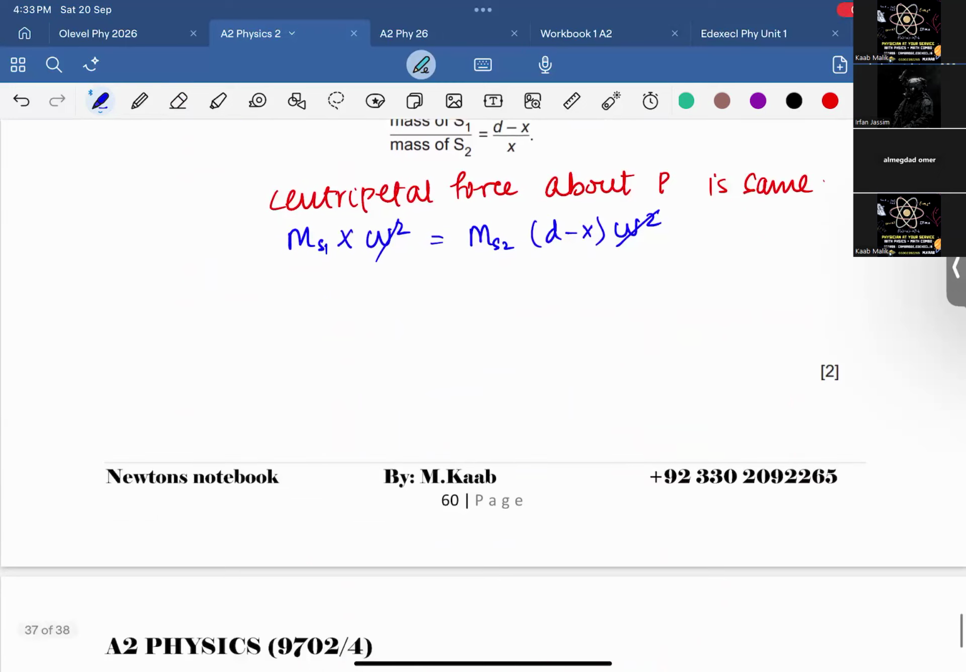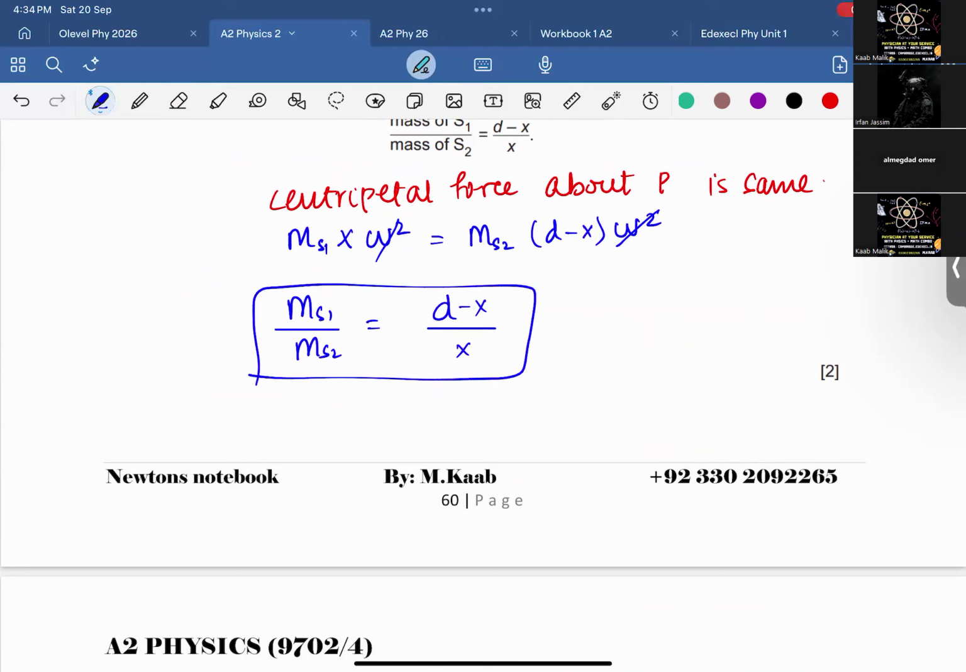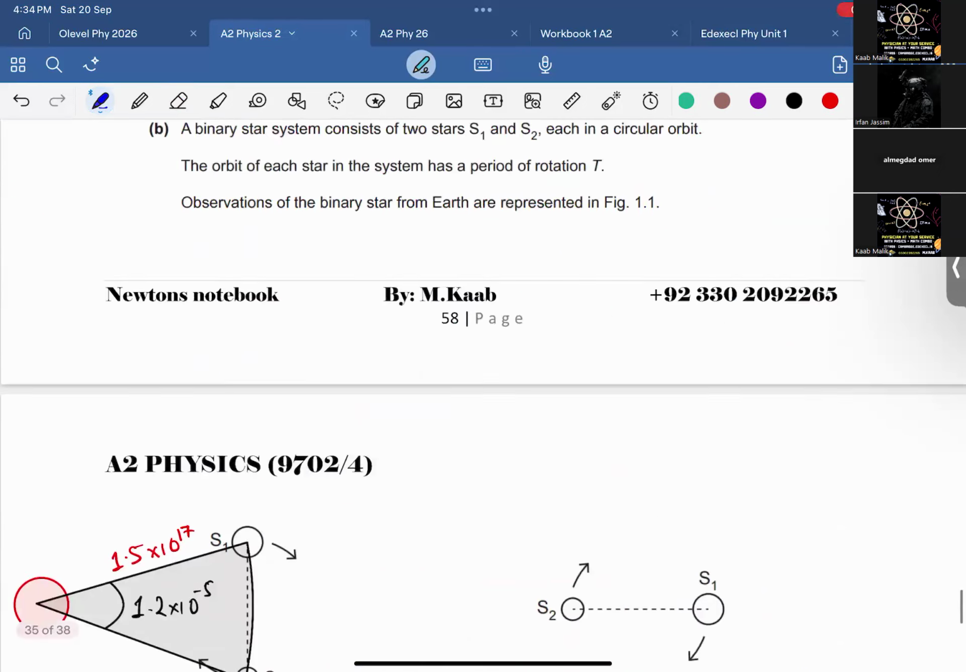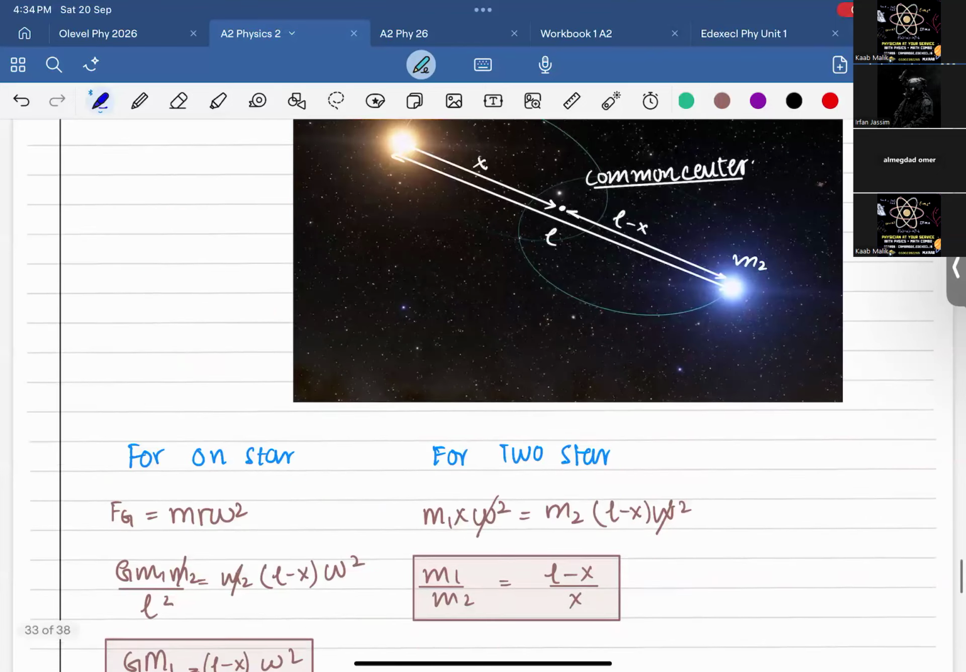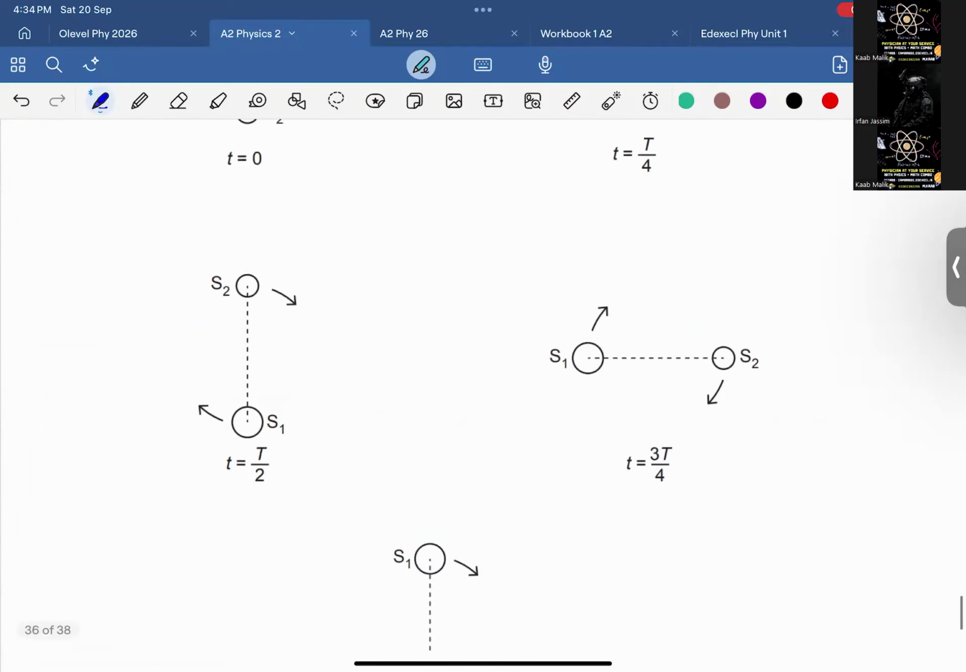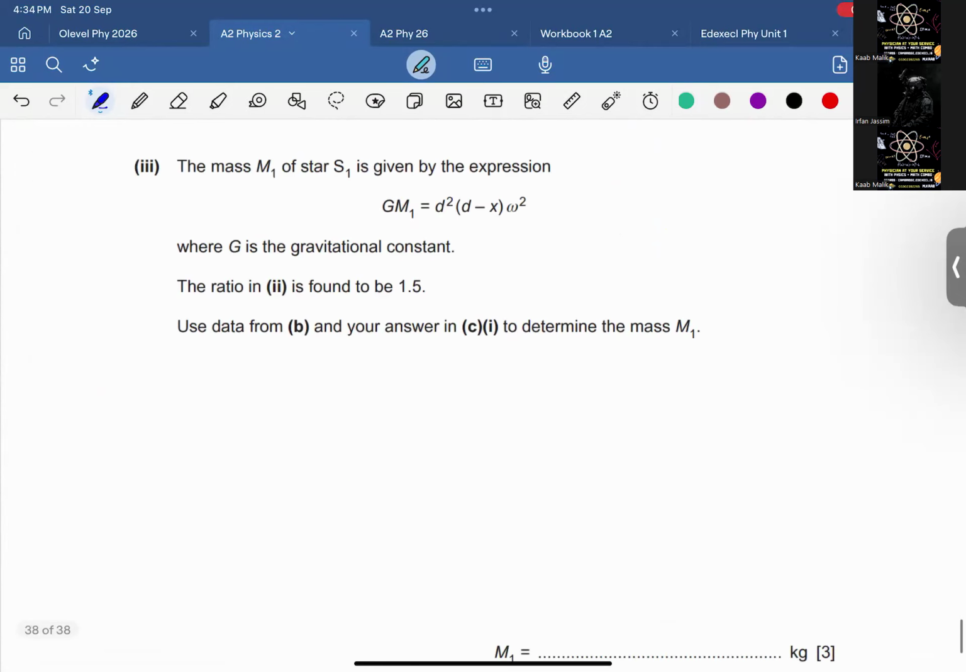Cancel this out, and you'll be left with M of S1 over M of S2 is equal to D minus X divided by X. Okay, clear? We are using this concept. When you have two stars, you relate the two stars with their centripetal forces. Okay, let's move on. Please move on to this one.